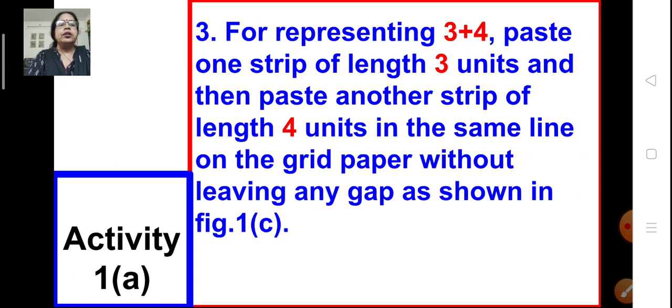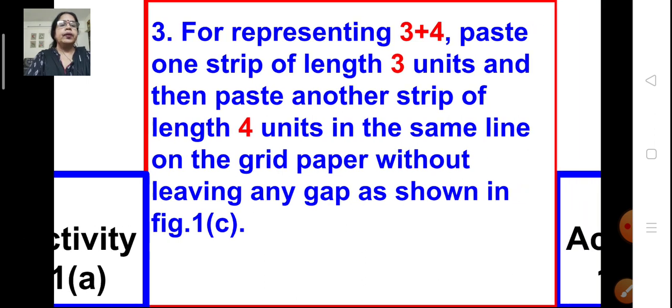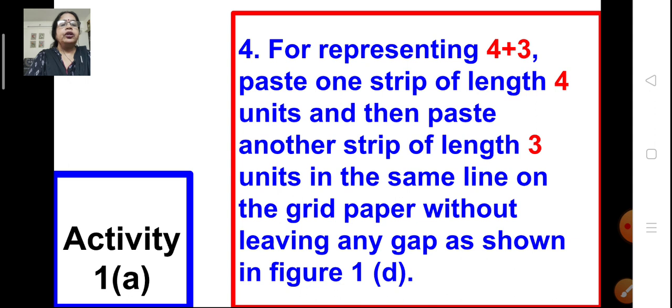Now, third point, for representing 3 plus 4, paste one strip of length 3 units and then paste another strip of length 4 units in the same line on the grid paper without leaving any gap, as shown in the figure 1C. Fourth point, for representing 4 plus 3, paste one strip of length 4 units and then paste another strip of length 3 units in the same line on the grid paper without leaving any gap, as shown in the figure 1D.